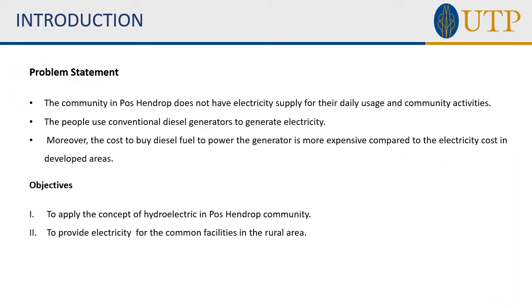Problem statement for our study: we found out that the community at Post Hendrop Gomusan Kelantan has difficulties with electricity supply for their daily use. The community in Post Hendrop does not have electricity supply for their daily usage and community activities. The people use conventional diesel generators to generate electricity for about 30 years without any assistance of authorities for 24 hours electrical supply. Moreover, the cost to buy diesel fuel to power the generator is more expensive compared to electricity costs in developed areas.